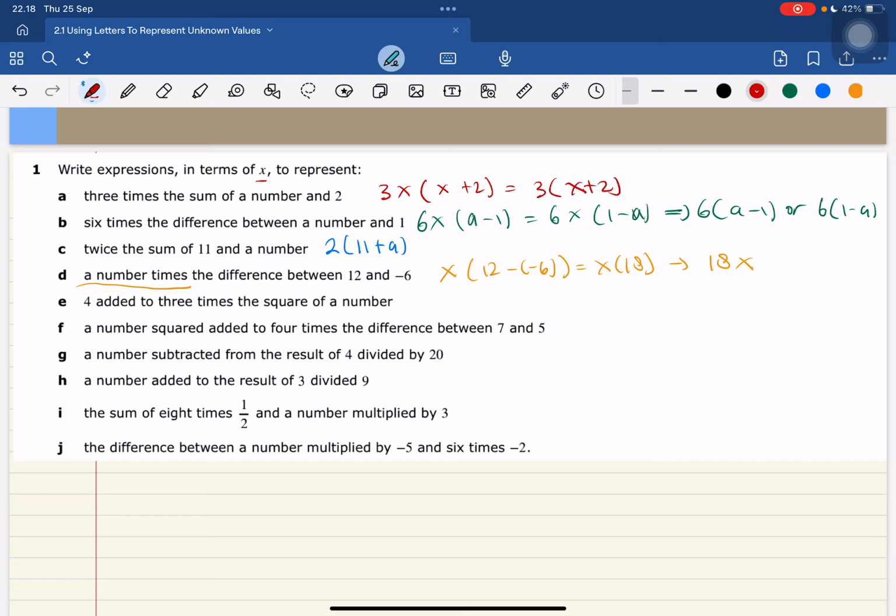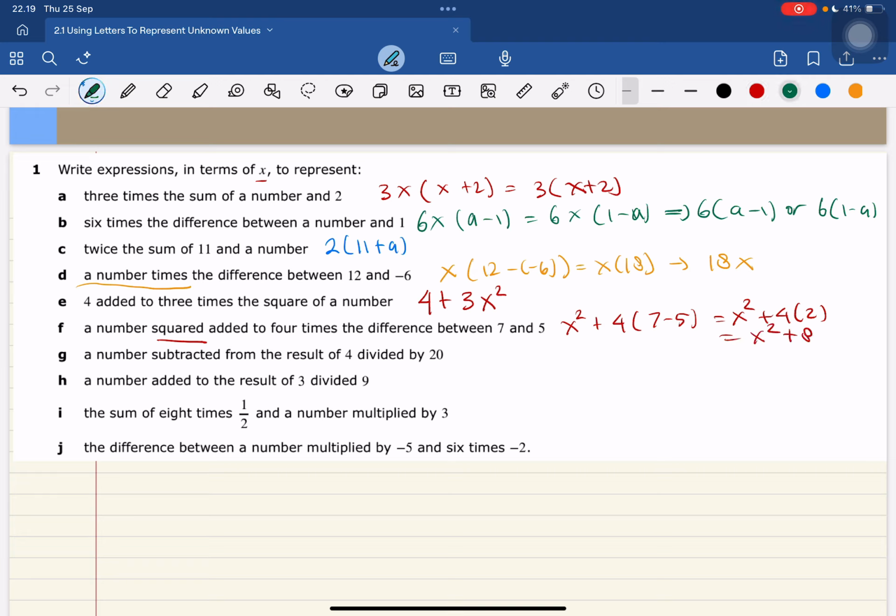Next, 4 added to 3 times the square of a number. So let's write it: 4 add 3 times square number. Next, a number squared added to 4 times the difference between 7 and 5. So a squared number added to 4 times the difference, 7 minus 5. So it's going to be x squared plus 4 times 2. So we can write x squared plus 8.